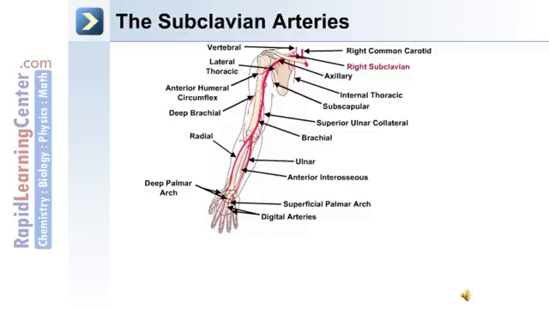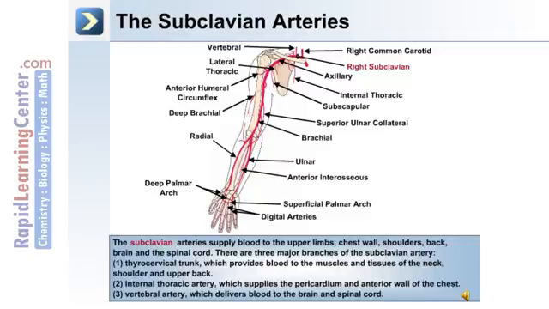In the upper arm region, in the region of the humerus bone, the superior ulnar collateral and the brachial artery continue. In the lower area of the arm, or the forearm, the radial and ulnar arteries stem, and the anterior interosseous artery. In the palm region of the hand is the deep palmar and superficial palmar arch. These give rise to the digital arteries.